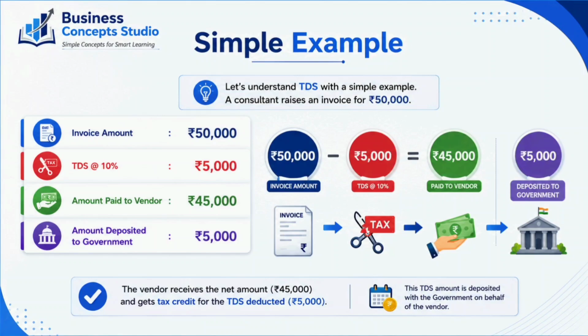Suppose a consultant provides services worth 50,000 rupees to a company. As per the applicable TDS provisions, the company is required to deduct TDS at 10%. This means 5,000 rupees will be deducted as tax, and only 45,000 rupees will be paid to the consultant. The deducted 5,000 rupees is not kept by the company. It is deposited with the government on behalf of the consultant. This is how TDS works in practice.